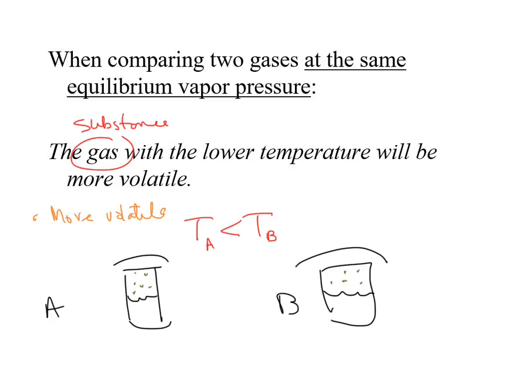Oh, so I need to add one more thing to this. In this case, I'm going to say the equilibrium vapor pressure of A is equal to the equilibrium vapor pressure of B, but they're different substances.